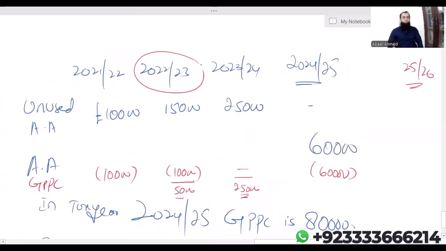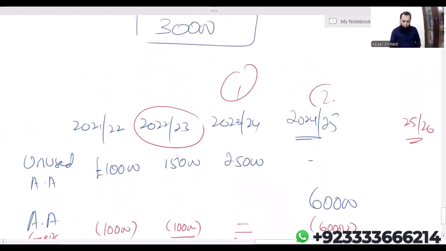Unused limit of 22-23 can be carried forward for the tax year 25-26. Why? Because unused limit of 22-23 can be carried forward for the next 3 years. If you count the time period, 1, 2, and 3. So logically 25-26 falls in the next 3 tax years. So that is why unused limit of 22-23 can be carried forward for the tax year 25-26.